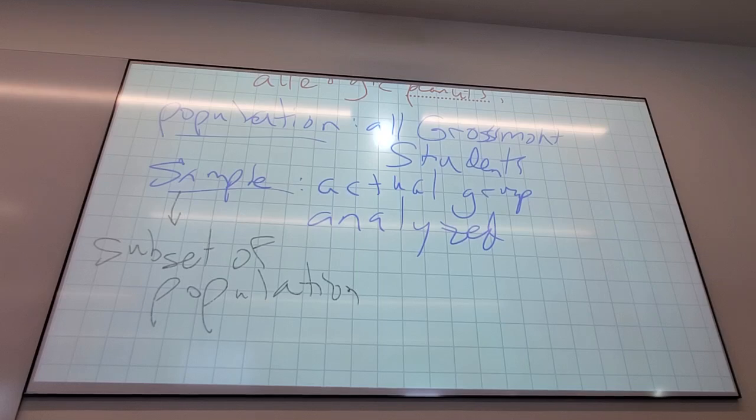Who are we trying to talk about? All Grossmont students. We don't have the time to talk to all Grossmont students, so we're trying to represent all Grossmont students with a sample. So why would this class not be a good sample? Because it's just all people in the same class. There are connections of why people are here.